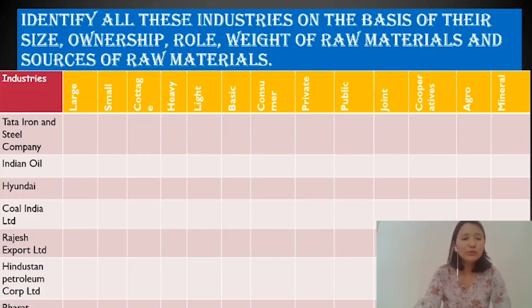So what you have to do, you have to identify all these industry on the basis of their size, on the basis of their ownership, on the basis of their role, on the basis of weight of raw material, and on the basis of source of raw material. So you are going to tick it out. Okay, I'll just give you an example.